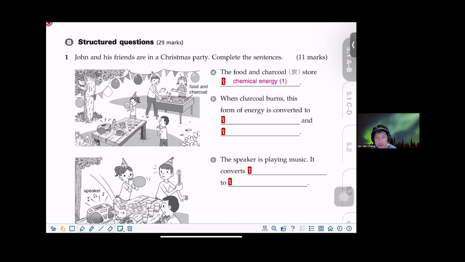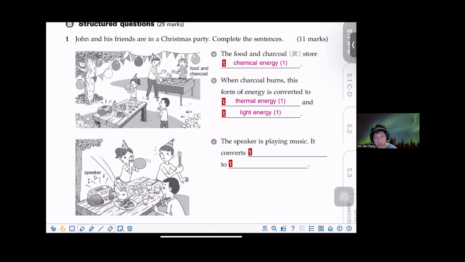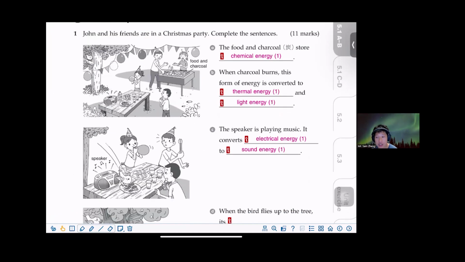So when the charcoal burns, the energy is converted into what? The first one would be thermal energy and also light energy. Next, the speaker is playing music. So in fact, it is converting electrical energy into sound energy. Now, if next time it says the dry cell inside the speaker, it should be converting chemical energy to electrical energy first, and that electrical energy towards sound energy.